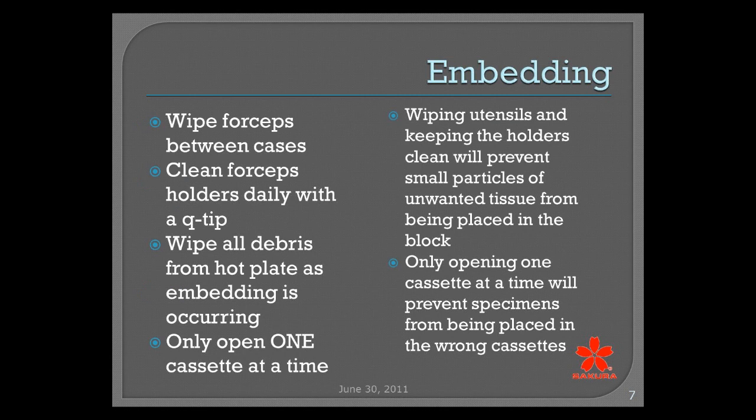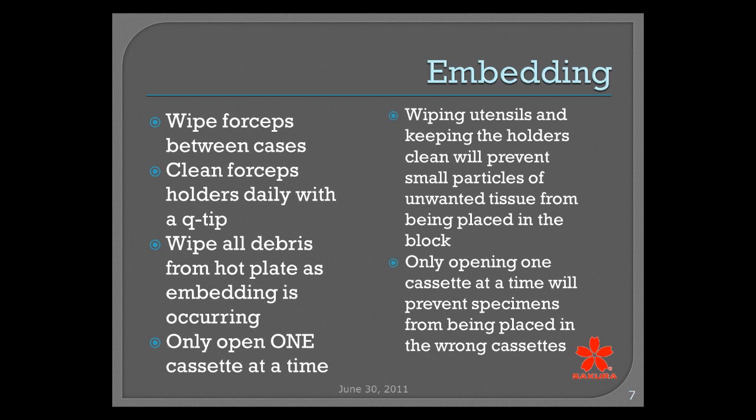Then we go to embedding. A couple of little tricks that I've learned over the years about embedding is wiping my forceps between cases. Usually your embedding center is going to have 2 or 3 of the little forceps wells on it. And if you are opening a cassette and you're touching that cassette and that tissue with your forceps and then opening the next one, you're taking that ability to transfer small little specimen particles from one tissue type to the next tissue type. So if you get in the habit of wiping your forceps in between cases, you're going to prevent that spread from one to the other.